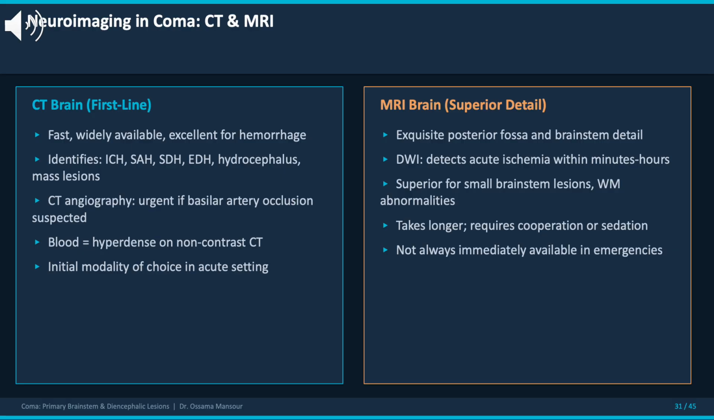Neuroimaging plays a central role in the evaluation of the comatose patient, and understanding the strengths and limitations of different modalities is essential for appropriate utilization.